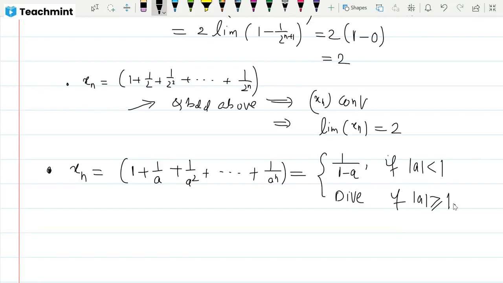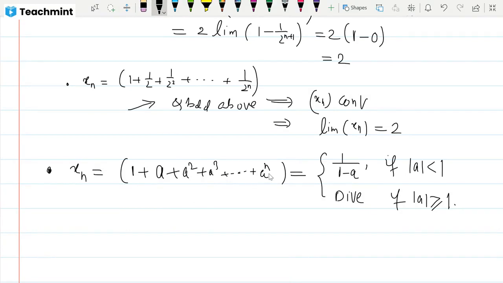No, sir. I think I have written wrong here. This should be, I will correct it. One second, so this is not true. Maybe you are thinking of this one. So this is a, and this is a square, and this is a cube, plus so on, plus this is a power n.